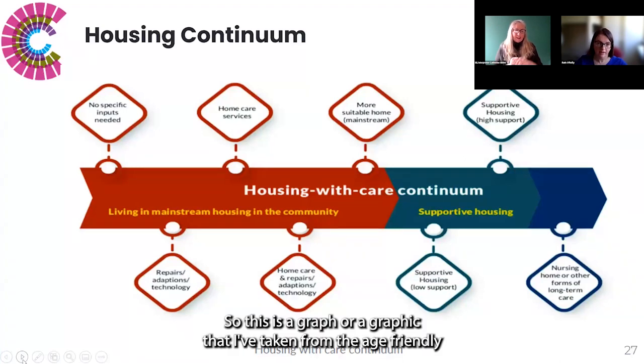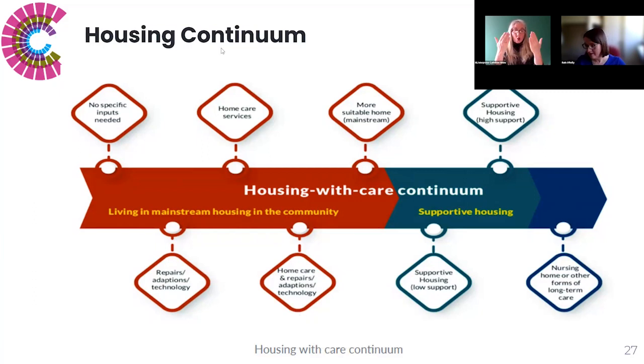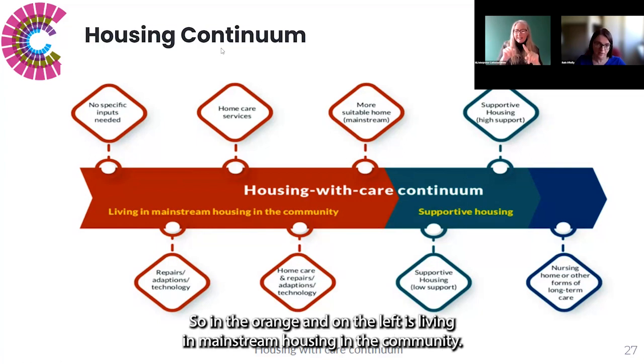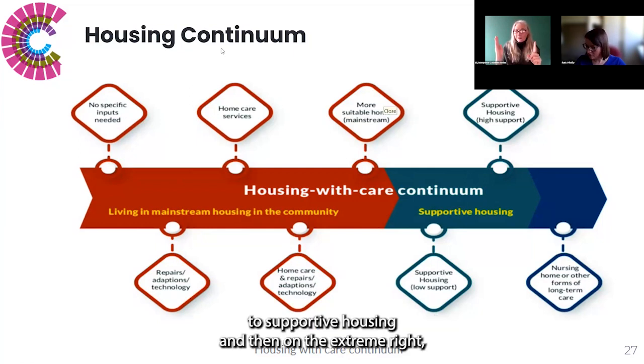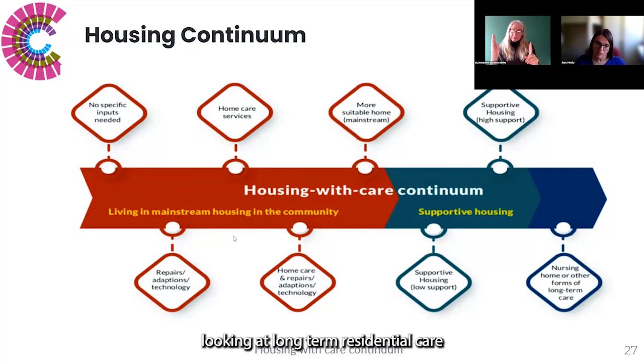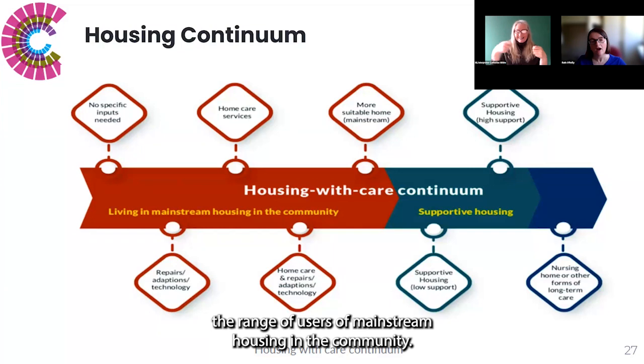So this is a graphic that I've taken from the Age Friendly Ireland website, and it's an image of the housing continuum. So it looks at different types of housing. So in the orange and on the left is living in mainstream housing in the community. Just to the right then is moving to supported housing, and then on the extreme right, looking at long-term residential care like nursing homes. So the focus of this work on the standard is looking at how we can extend the range of users of mainstream housing in the community.